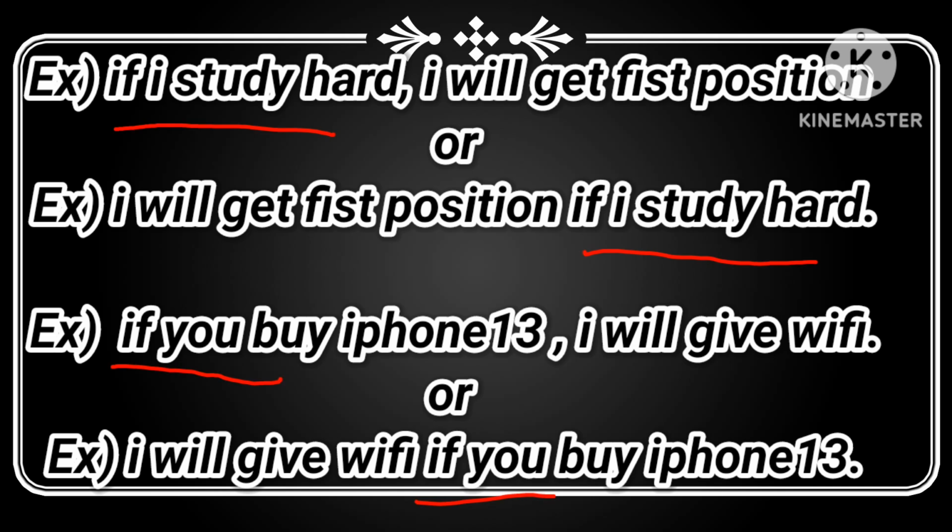Let's come to the examples of the first conditional class. First example: If I study hard, it is the condition, but it is in simple present tense. After that comma, I will get first position. My result will be, get first position. Or you can also change the place, like you bring the result at the beginning: I will get first position if I study hard.